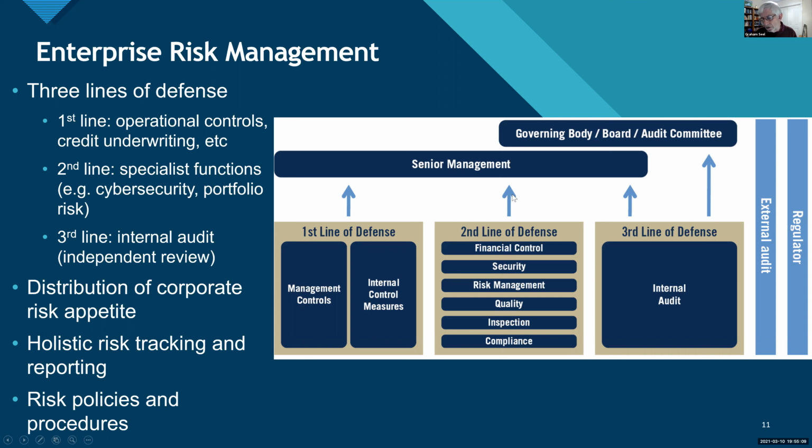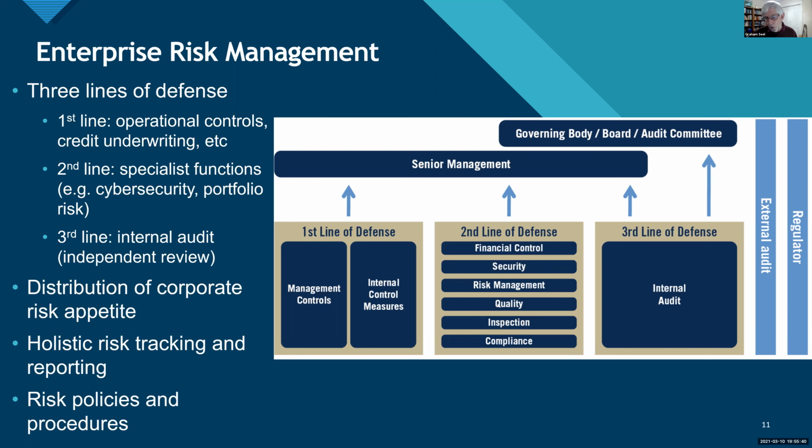The senior management, the C-suite, and potentially the next level of management, depending on the size of the organization, is setting, basically laying out guidelines and policies that distribute the corporate risk appetite. The corporate risk appetite also is set by the board, and with the understanding and collaboration of senior management. Then senior management put that into practice.